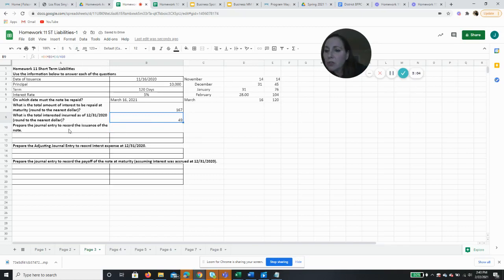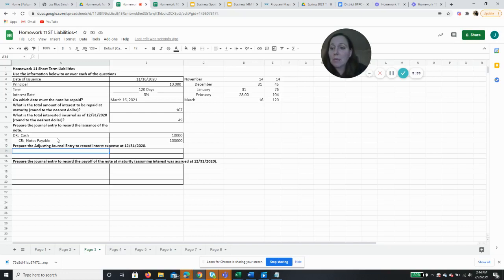Prepare the journal entry to record the issuance of the note. So when we take out the note, we're going to debit cash of $10,000, and we're going to credit notes payable for $10,000. Prepare the adjusting journal entry to record interest expense. Now it's an adjusting journal entry, which means we will not impact cash. We will impact one balance sheet account and one income statement account.